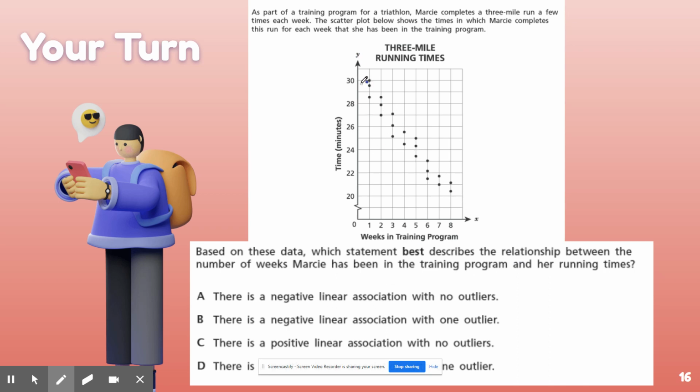Well, it's going down. It's all pretty much together. So it's negative and linear. So our options are there is a negative linear association with no outliers. There's no dots anywhere far from this. I like that as an answer. There are no outliers, and then it's not positive. So D and C are for sure not it.